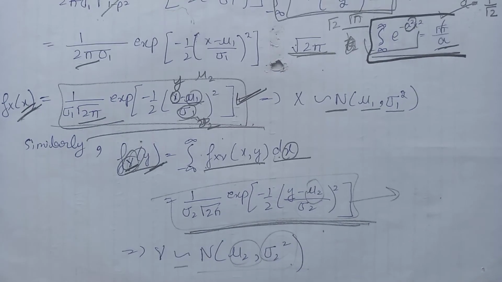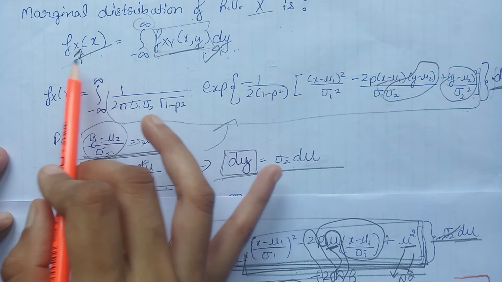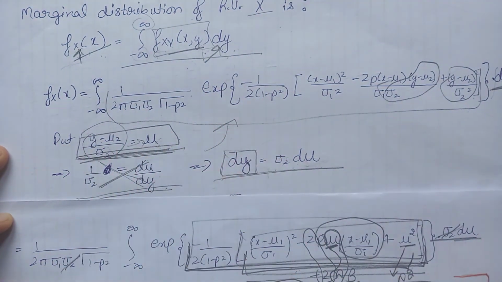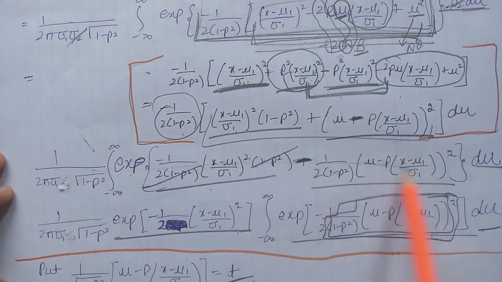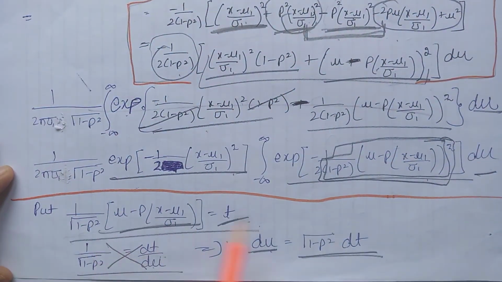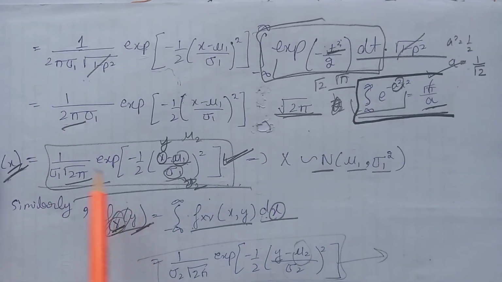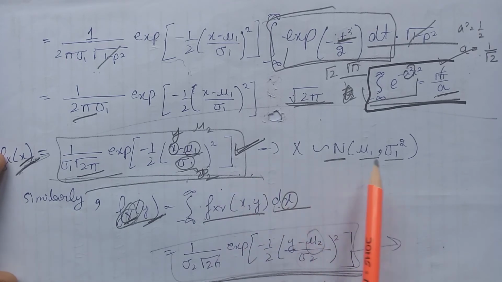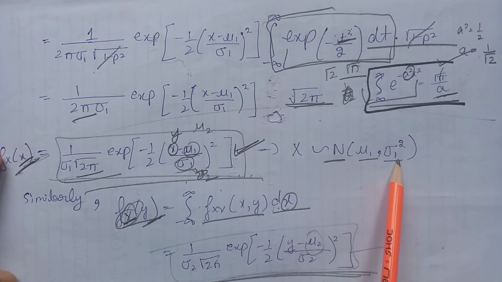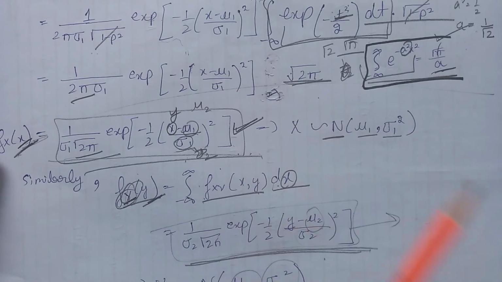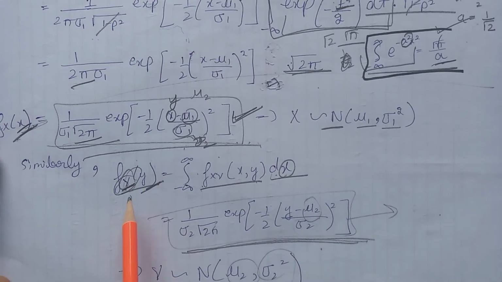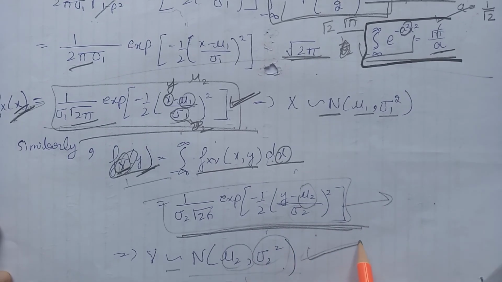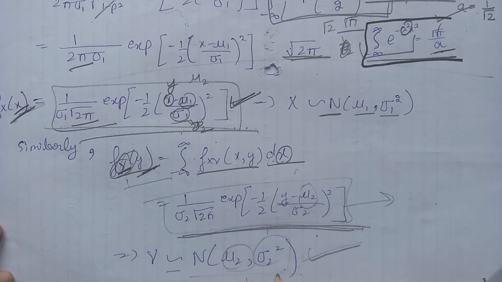So in this way, firstly we derived the marginal distribution of our x random variable by using this formula, this substitution and some calculations, and again doing these substitutions and calculations, we get the marginal PDF of x, which is the normal distribution PDF with mean mu 1 and variance sigma 1 square. And in this way we have calculated the marginal PDF of our y random variable also, where y belongs to the normal distribution with mean mu 2 and variance sigma 2 square.